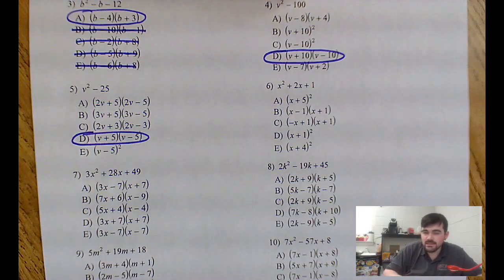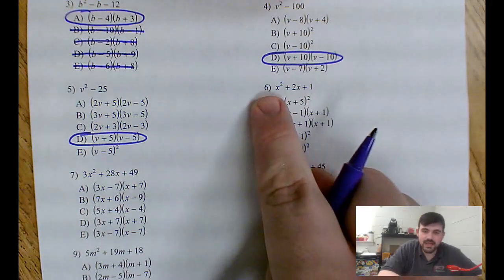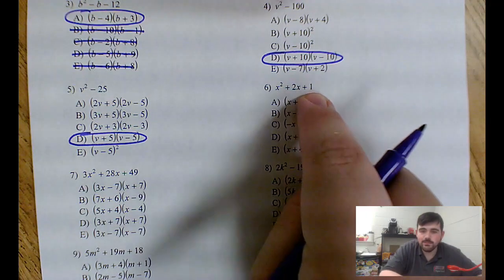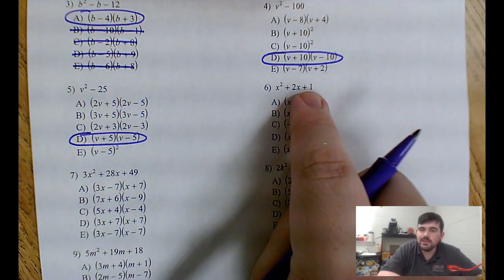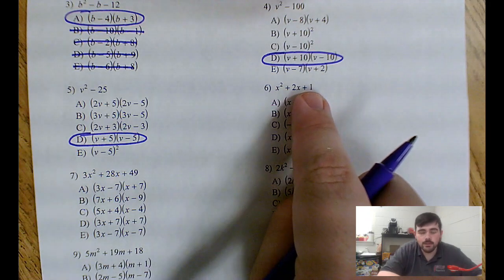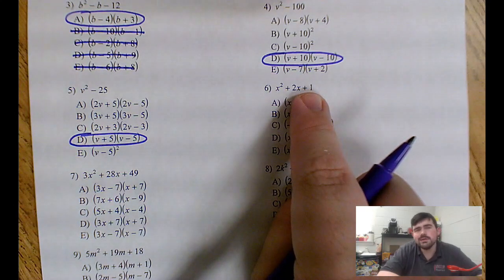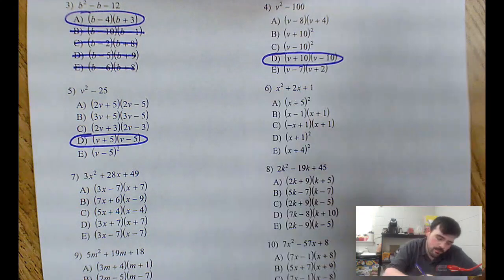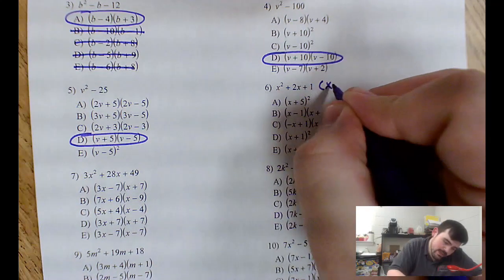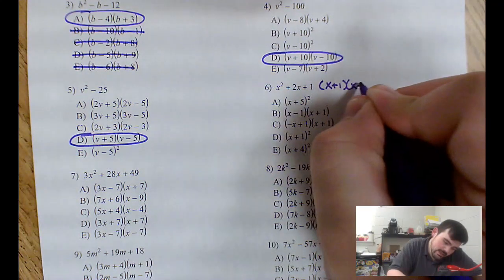Now 6 is also a little tricky. X squared plus 2x plus 1. So I'm looking for numbers that multiply to 1 and add to 2. Well, listen, the only pair of numbers that multiplies to 1 is 1 and 1. And conveniently, 1 and 1 also add to 2. So my factors are x plus 1 and x plus 1.